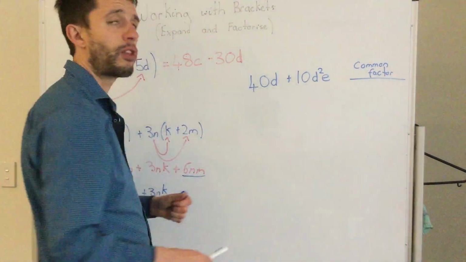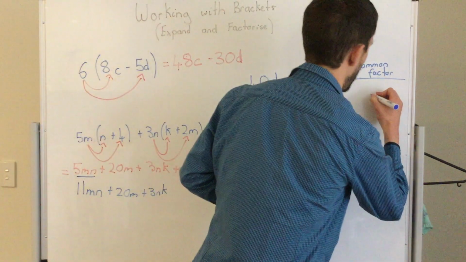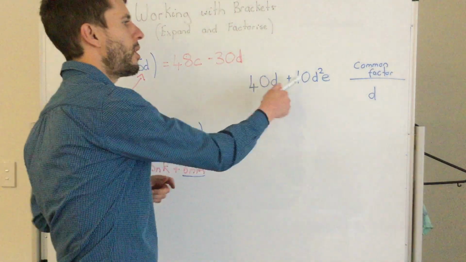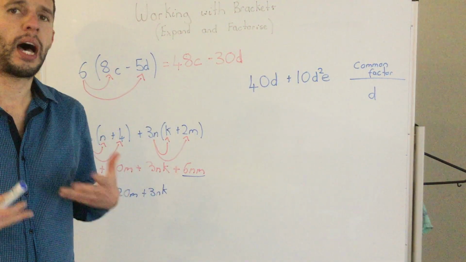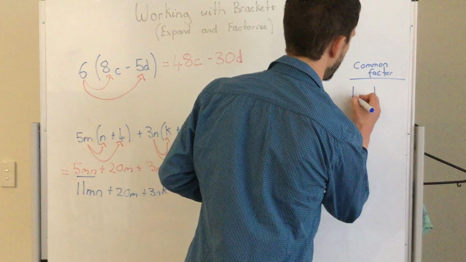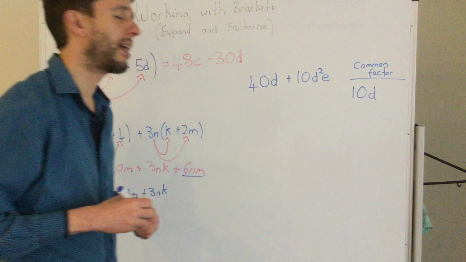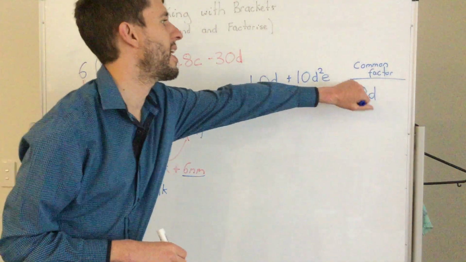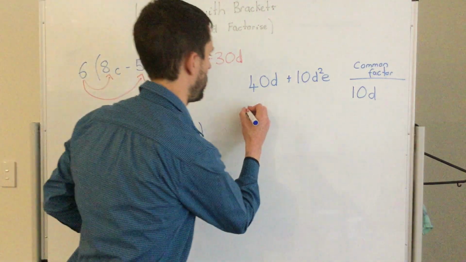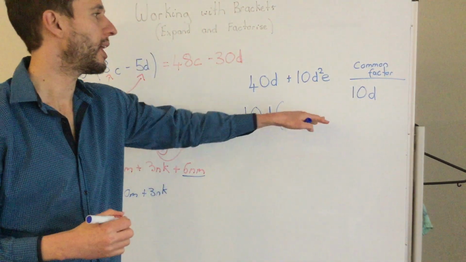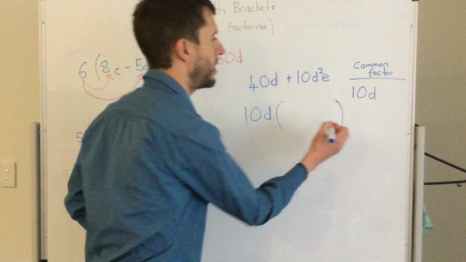So I know they both got d. So let's take one of those d's out. Out of 40 and 10, what's the common factor? The highest common factor is 10. So our common factor that we are going to be using today is 10d. So that means I take the 10d out and I put everything else that's left inside brackets.